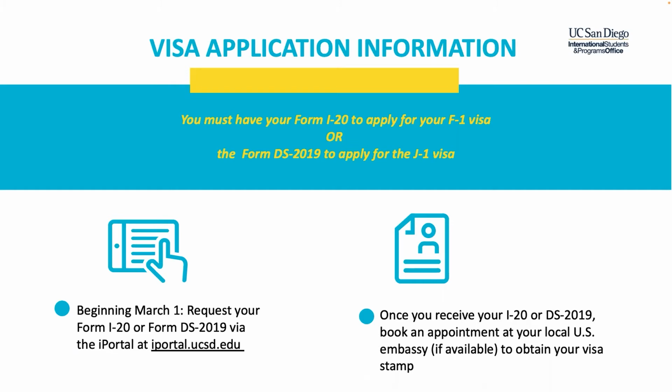So beginning March 1st, this iPortal system opened to all of our students to allow you to request your Form I-20. So if you go to iportal.ucsd.edu, once you've set up your UCSD email and your login credentials through your Triton checklist via admissions, you will have access to this system. So once you have that in hand, you can log in. Then once you have your documents, that's when you can apply for your US visa. So we're going to go through the next steps here and what the iPortal application looks like.